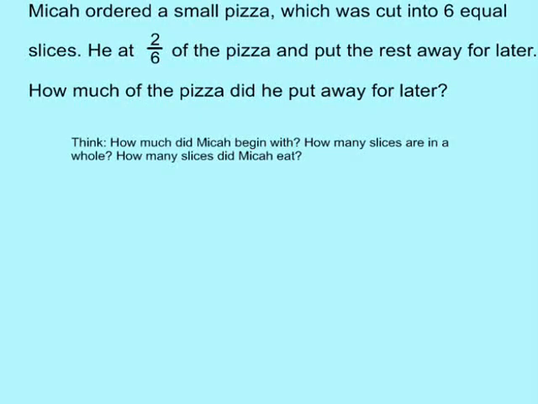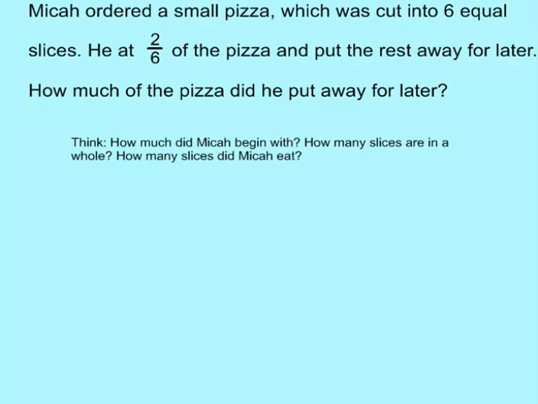Micah ordered a small pizza, which was cut into 6 equal slices. He ate 2/6 of the pizza and put the rest away for later. How much of the pizza did he put away for later? There's a couple of things I need to think. How much did Micah begin with? How many slices are in a whole? And how many slices did Micah eat?